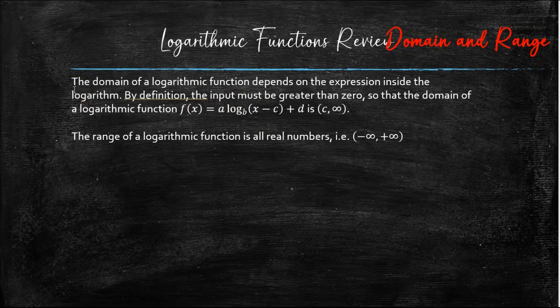According to the restrictions on the operation of logarithm, what's inside has to be greater than 0. So that creates the constraint. To find the domain, we just solve the inequality by setting what's inside of the log greater than 0. In this case, this is the domain, but if it's flipped, if it's c minus x, then the domain will be from negative infinity to c.